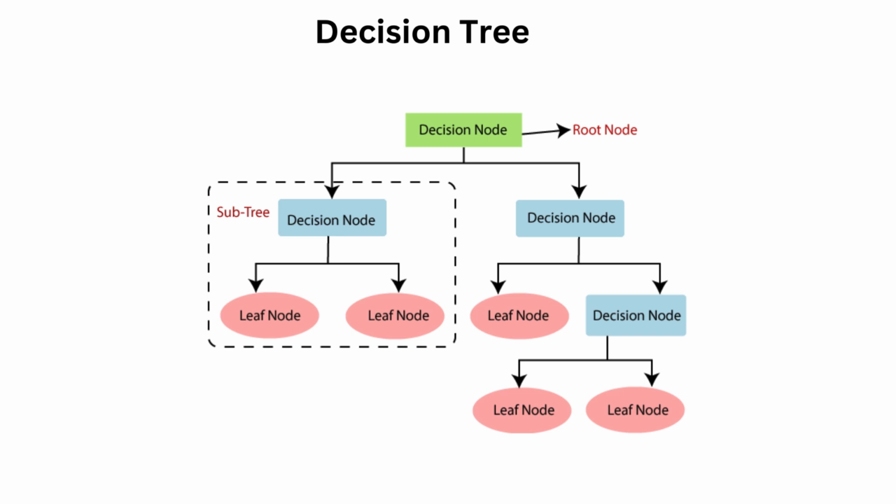Decision trees are intuitive and easy to interpret, making them suitable for both classification and regression tasks. However, they may suffer from overfitting, especially with complex datasets.